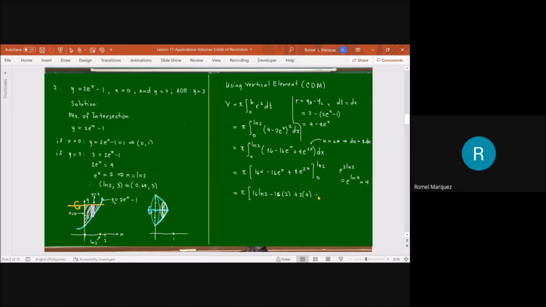What about at the lower limit? So at the lower limit, 0 minus 16 times 1, e to the 0 is 1, and then plus 2 times e to the 0 is 1, so times 2. So we have 2. Okay. So getting pi, this is 16 ln 2. What about the remaining constants, guys?